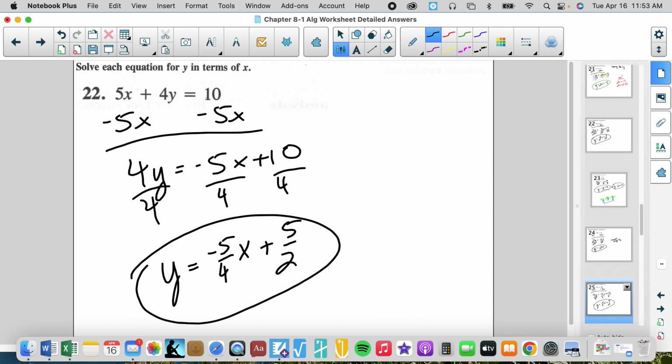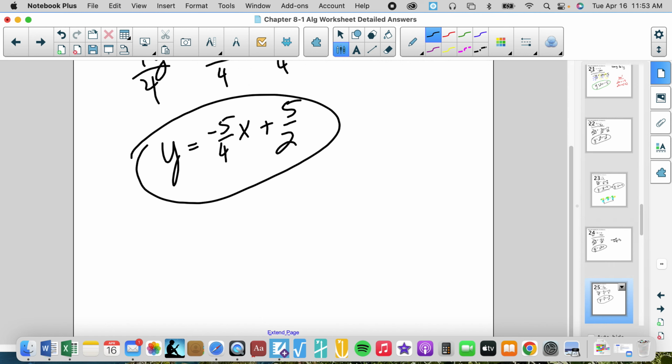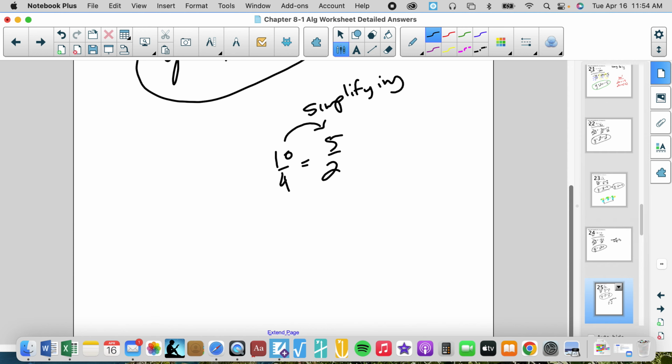You must simplify. Simplifying 10/4 equals 5 halves is called simplifying. Turning 5 halves into 2 1/2 is not simplifying, that is converting. That's converting. We don't have to convert.